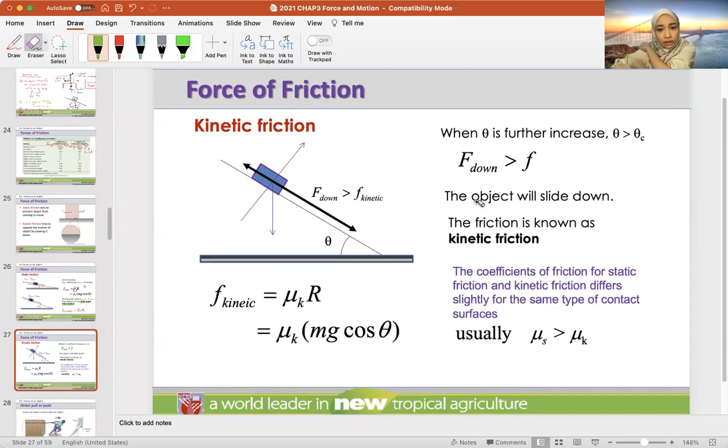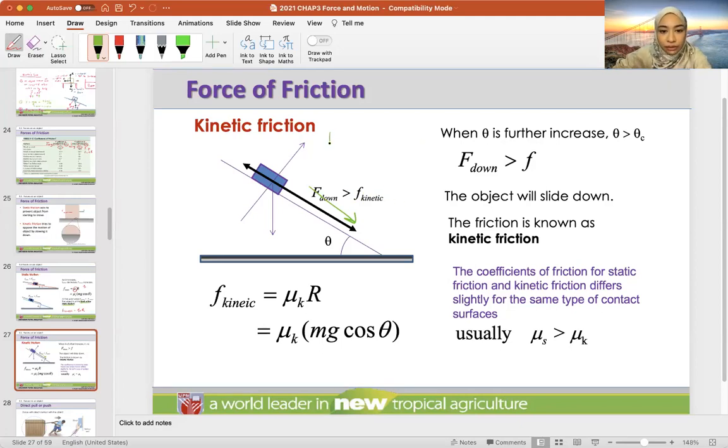Okay. So kinetic friction when theta is further increased. Nanti kita cakap pasal theta lah. Kita cakap pasal F dulu. So bila kita condongkan lagi satah tu, kita punya F down ni dia akan jadi lagi besar sebab daya untuk ke bawah tu lagi besar kan, lagi senang dia nak jatuh. So F down jadi lagi besar daripada F kinetic. Bila dia lagi besar daripada F kinetic, dia akan menggelongsor ke depan.